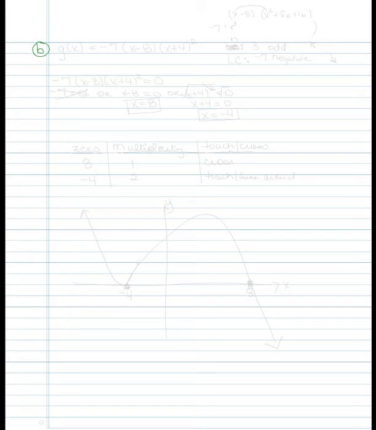So here we go. We have g of x is equal to -7 times x minus 8 times x plus 4 squared. So first thing we want to find, even though it's not asking us to graph it, I still want us to kind of visually do this. What's the leading coefficient?